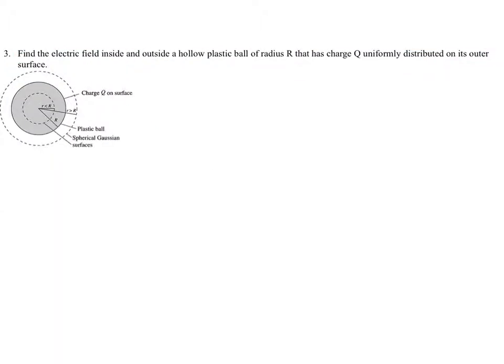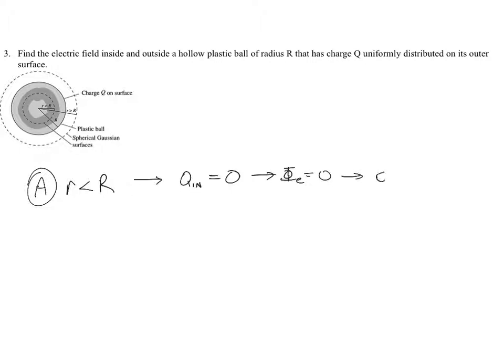Moving on to the next one. Let's see here. Part A. Or we're just going to make a part A here. We're going to consider the r, little r less than big R. So this region right here. So the Q on the inside is 0. There's no charge there. And so that implies that the flux, electric flux is 0, which implies the electric field is 0.